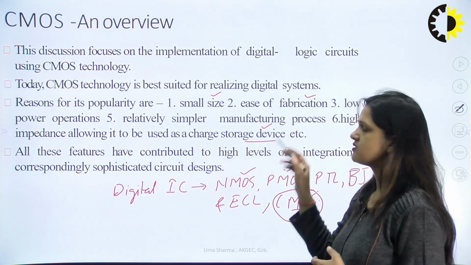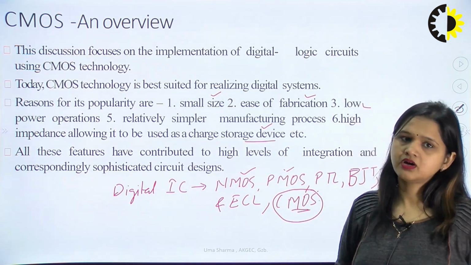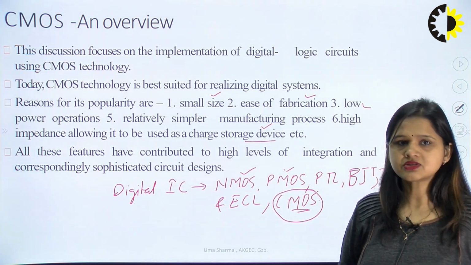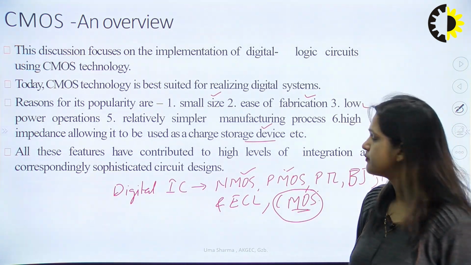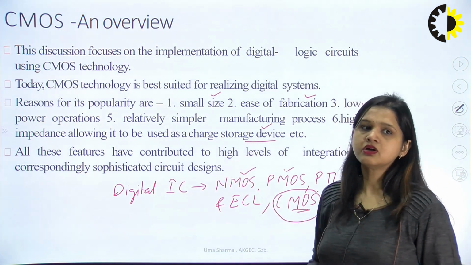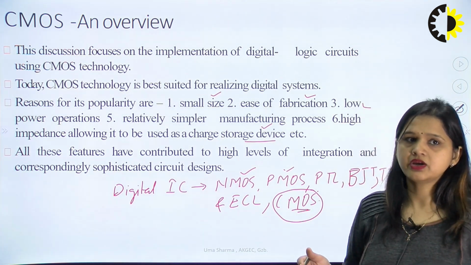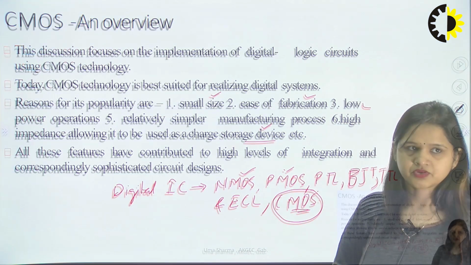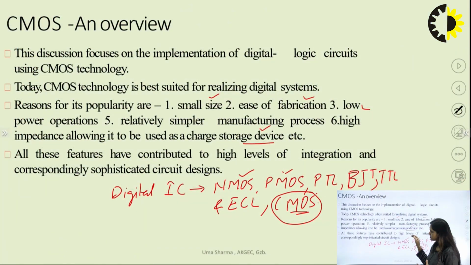the storage devices. In digital, if I classify the digital domain, there are two main categories. One is the combinational logic circuit, and the other is the sequential logic circuit. This CMOS technology is best suited for sequential circuits where we can implement storing devices like flip-flops, registers, etc. Because of these features, in case of CMOS, we can achieve a high level of integration. That is why CMOS technology is the most preferred technique for digital IC.